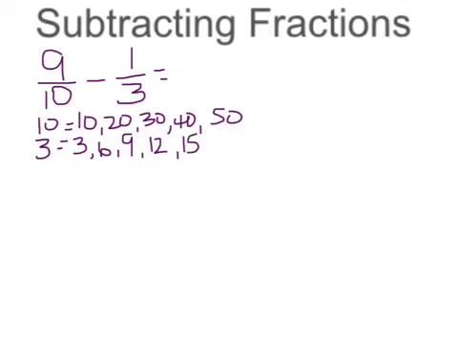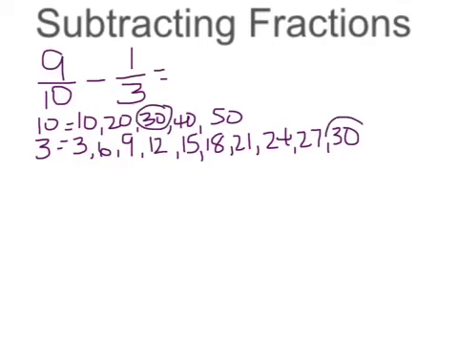Do we have any matches yet? We don't, because 3 is much smaller than 10, so we are going to continue listing factors for the number 3 and see if we can find any that match in the 10 row. Next we have 18, 21, 24, 27, 30. I notice right away that 30 is now their common denominator. That's the number that matches in both of these rows.